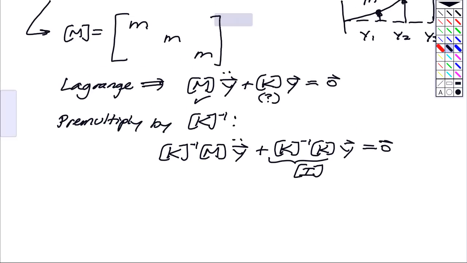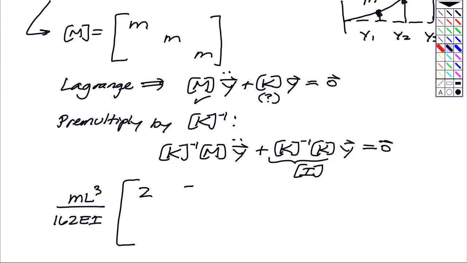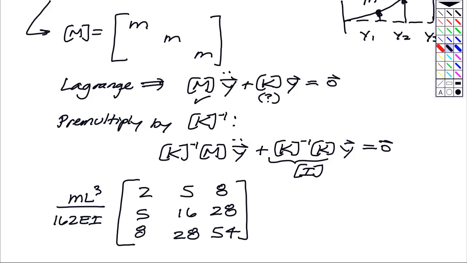So if I multiply k inverse times m, what I get is m L cubed over 162 EI times the 3 by 3 matrix here, 2, 5, 8 across, 2, 5, 8 down. The 2, 2 position being 16. The 2, 3 is 28. The 3, 2 is 28. The 3, 3 position is 54. Y double dot plus y is 0.